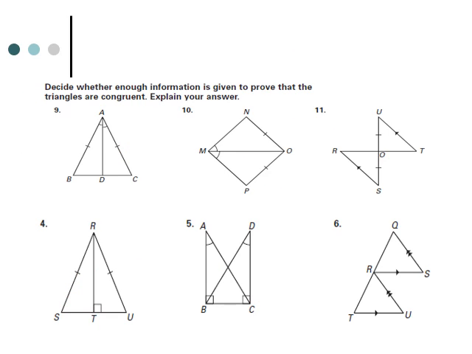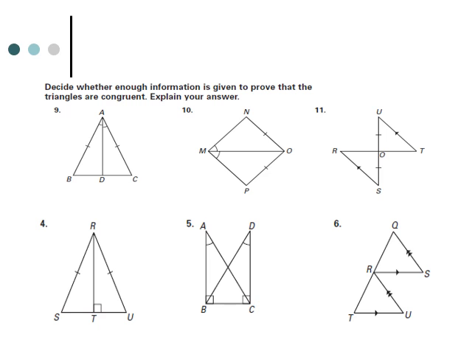All right, so I would like you to go through these, and I want you to determine whether there's enough here to prove these congruent. Now, when it says explain your answer, again, you're using side-side-side congruence, side-angle-side, angle-side-angle, angle-angle-side, and then HL. So you're using those reasons to explain.